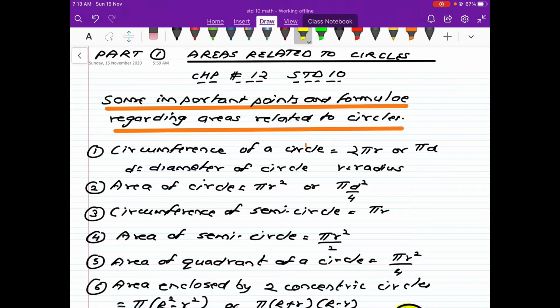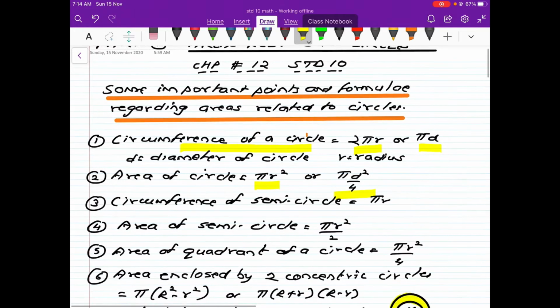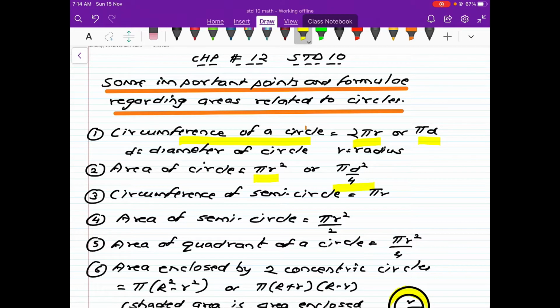So some are very basics, like the circumference of a circle is given by 2 pi r or pi d, where d is the diameter and r is the radius. Second is the area of a circle, given by pi r square or pi d square upon 4. Third is the circumference of a semicircle. Semicircle means it's just half of a circle, and it is given by pi r.